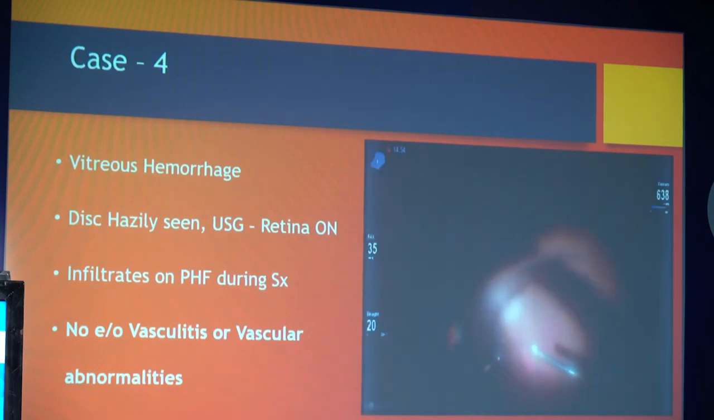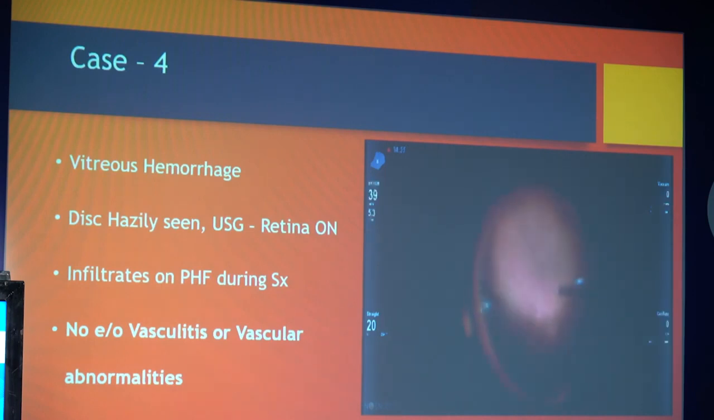This again is a diagnostic element. We don't know the cause of the vitreous hemorrhage. This could be just a PVD causing a vitreous hemorrhage in a uveitis patient, coincidental to the uveitis. So this is another case which teaches us a lot of things.